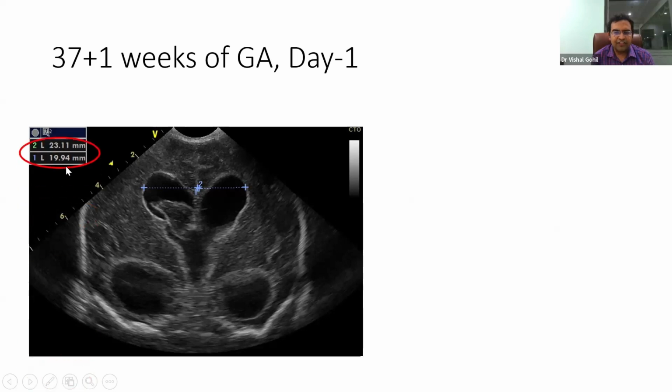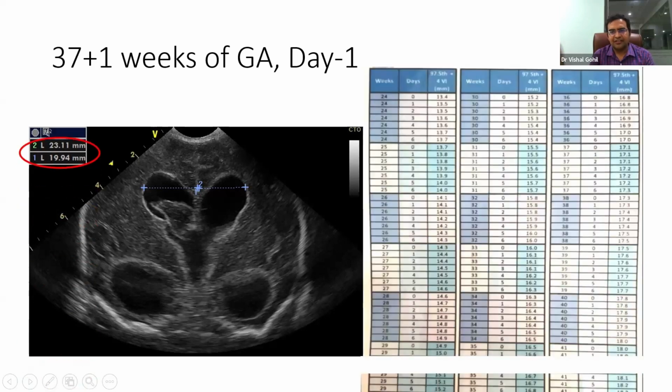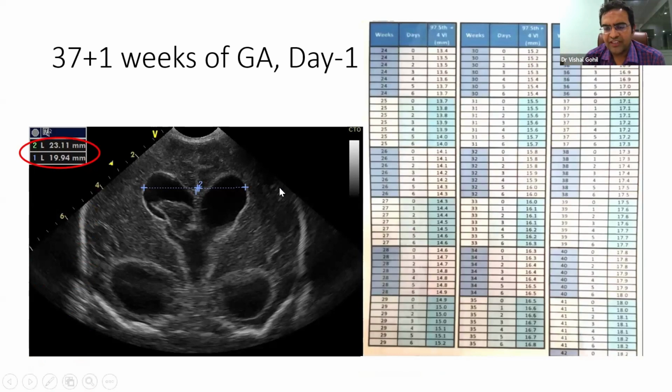But as I told you, we need to compare with the Levene index. In our unit, we put the number according to gestational age. So this is your 37 plus 1 weeker, am I right? The limit of 97th plus 4 mm is 17.1. So anything more than 17.1 of the VI, we need a therapeutic intervention. So it has already crossed over here.